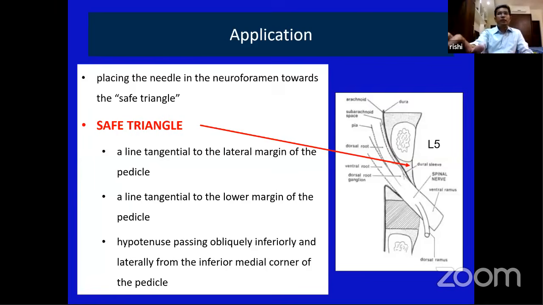So where exactly are we going to place the needle? For this, there is a phenomenon called the safe triangle. So how to draw the safe triangle?